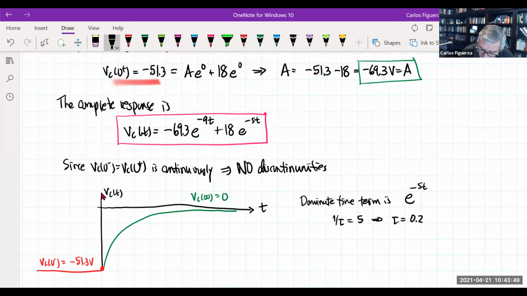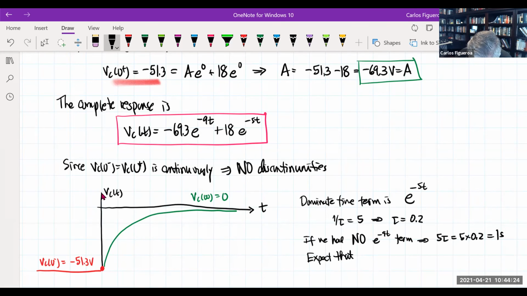Now note that 9 has to affect the time. So if we had no e to the minus 9t term, then this implies that 5 tau is going to be 5 times 0.2, which would be about 1 second. But the problem is that negative 9t term is there. So I would expect that our 5 tau has to be less than 1 second.